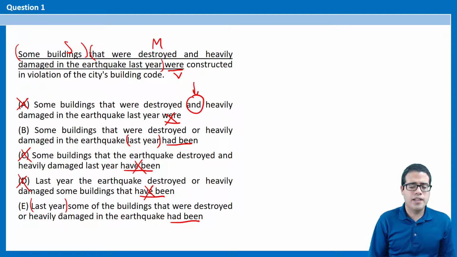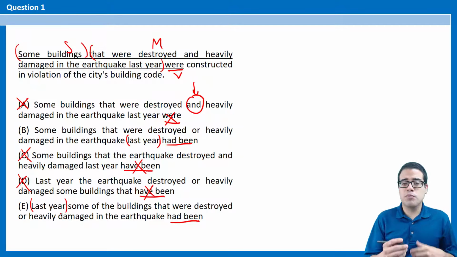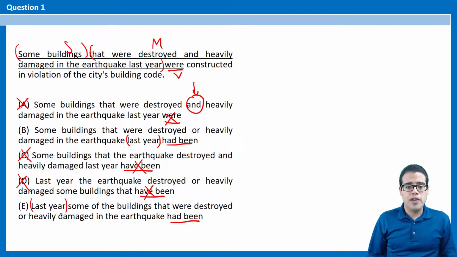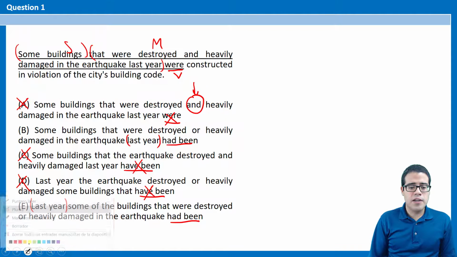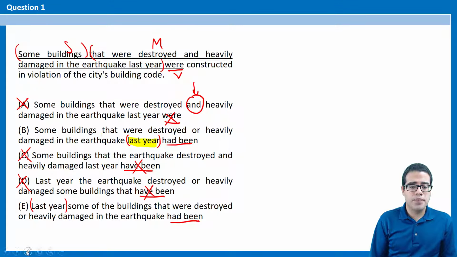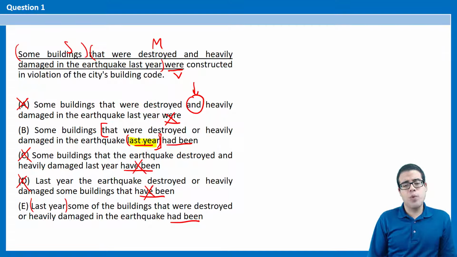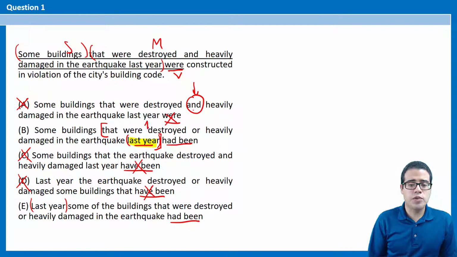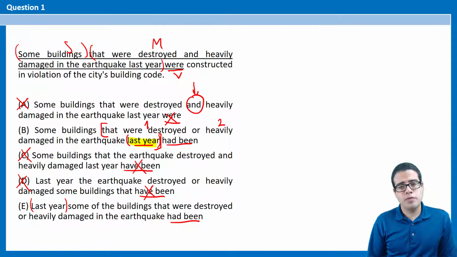And that's an important difference. This deals more with modifiers. Notice that if you have last year here, that last year is part of the modifier that were destroyed or damaged in the earthquake last year. Okay, so what happened last year? They were destroyed or damaged.